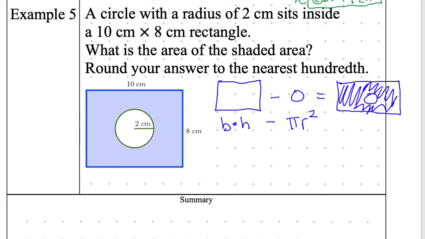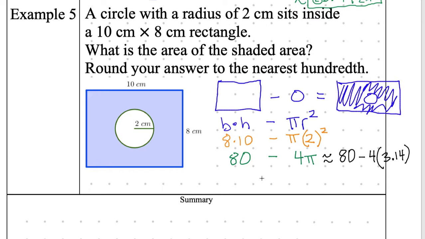All right. I need someone else to plug in and simplify for me. Andres. So it's going to be 80 minus pi times 2 squared, which is 4. So 80 minus 4 pi, and that is going to be approximately equal to 80 minus 4 times pi. What is pi's approximation, Andres? 3.14. And that's what I'm going to do on my calculator.